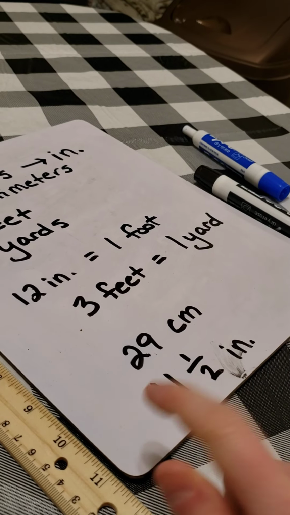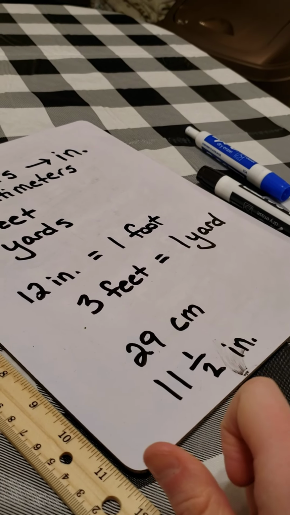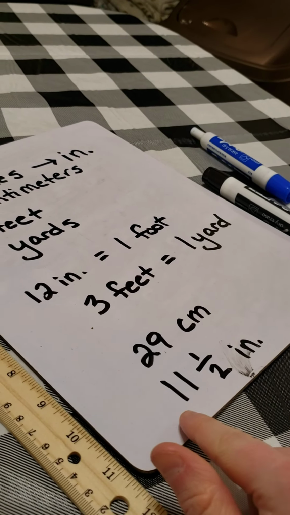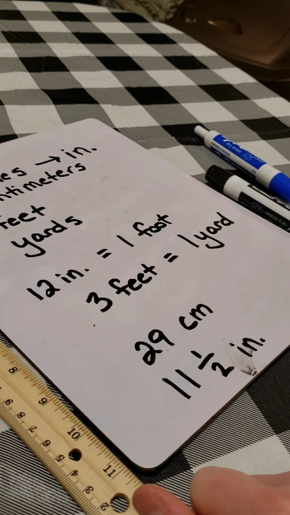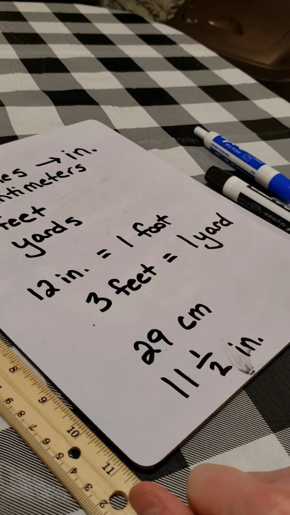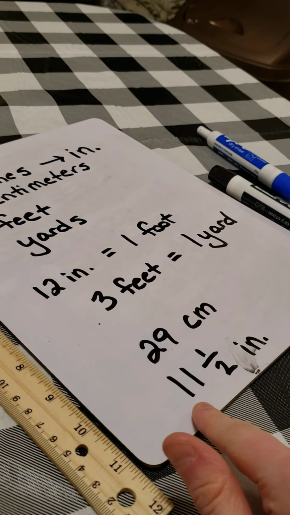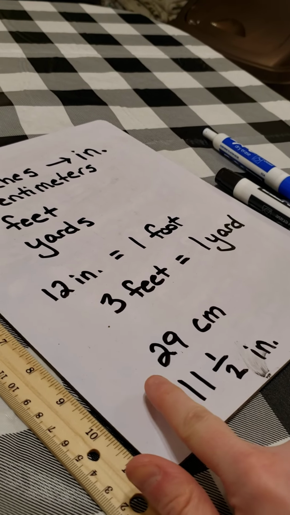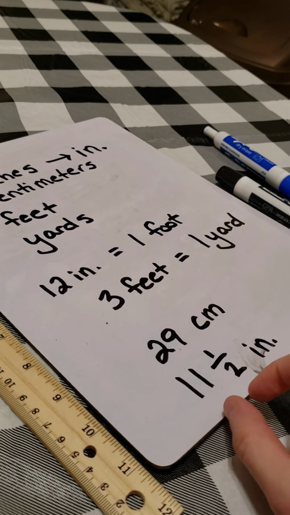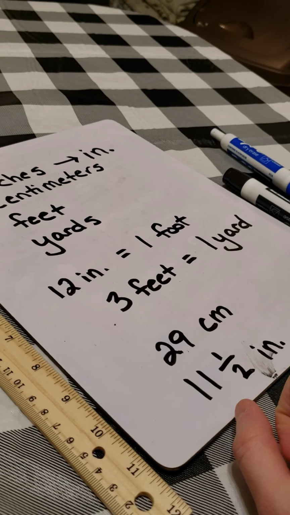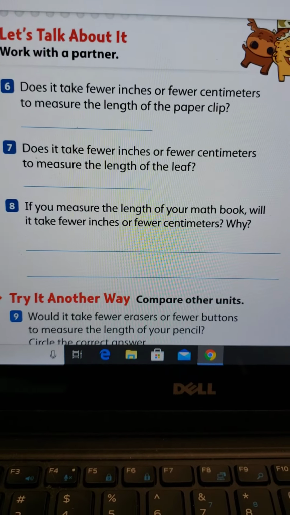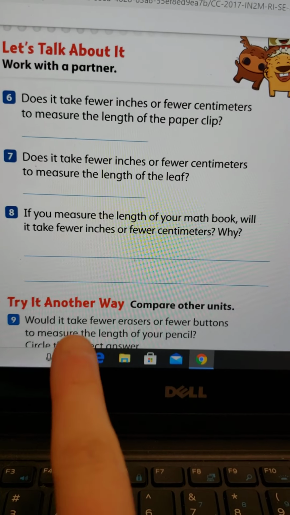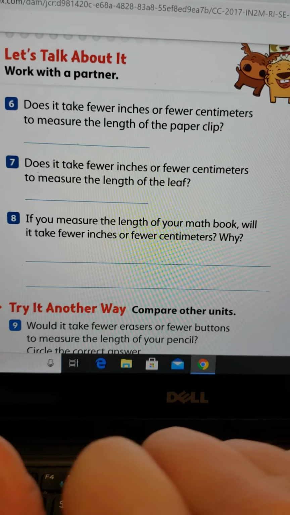So if this were my math book, is it going to take me less centimeters or less inches to measure it? Which one of these is smaller? 11 and a little tiny bit more, or 29? Very good. 11 is a lot smaller than 29. Even though we've got a little bit of extra piece on my 11, it's less than half of 29. So right here in this blank, we are going to write inches.